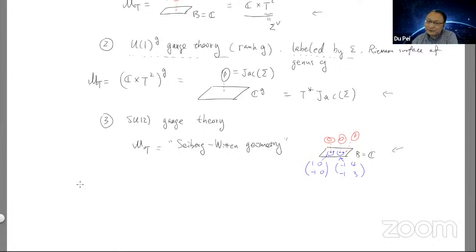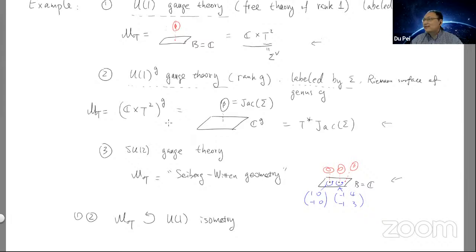But actually, examples 1, 2 enjoy a special property that the third example does not have. On the moduli space, on the Coulomb branch, for examples 1, 2, you have a U1 isometry that acts in the following way. On the base, it will just be a rotation.